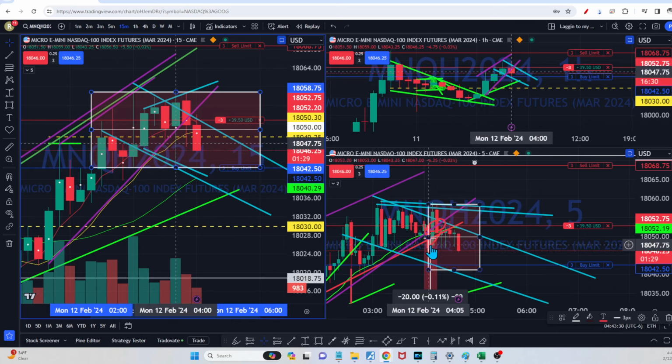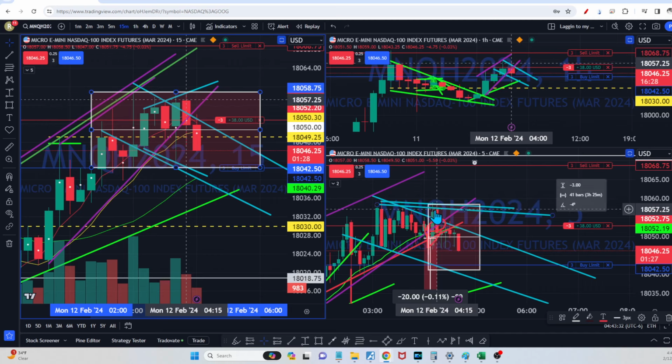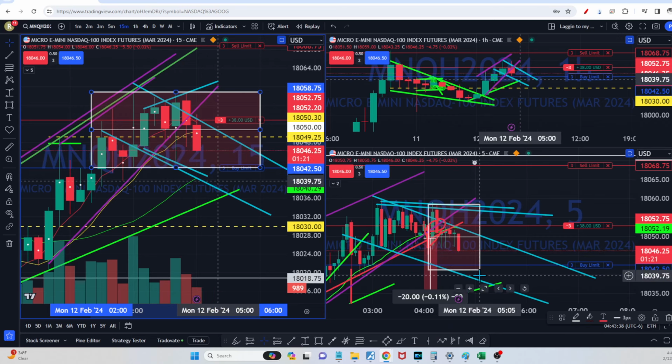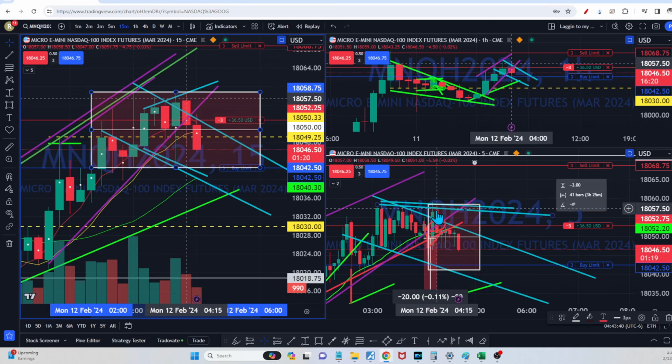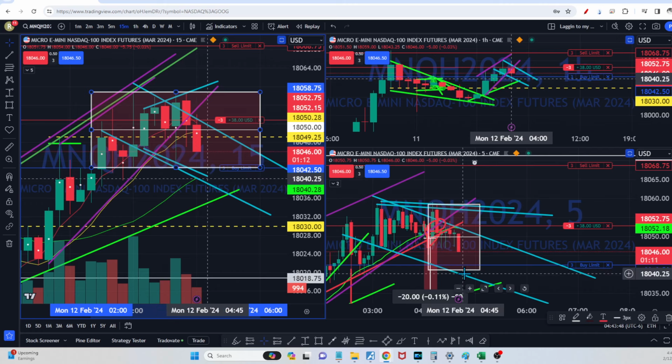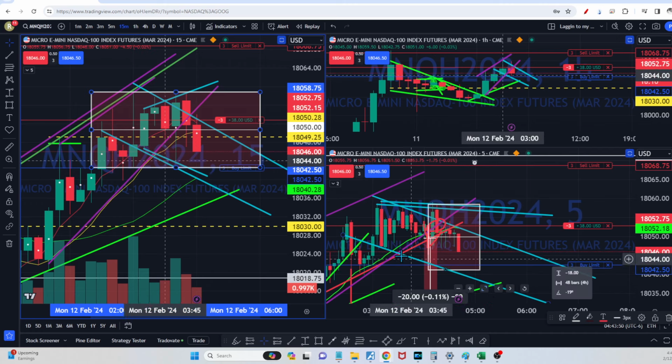But if we're counting pushes right now, this looks like one leg, pullback, two leg. So measured move would take us down to here. From this first leg here, measured move would take us down to here. And it's the bottom of the channel, which they're going to be trying to reach because they're aware of this channel now.